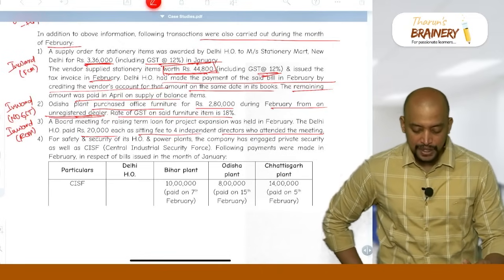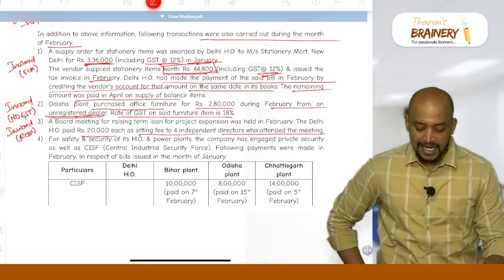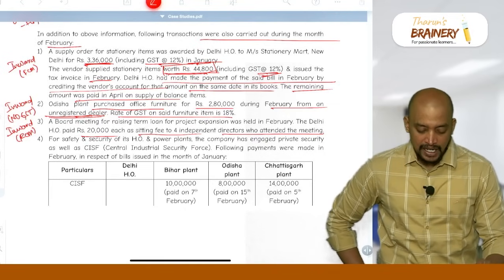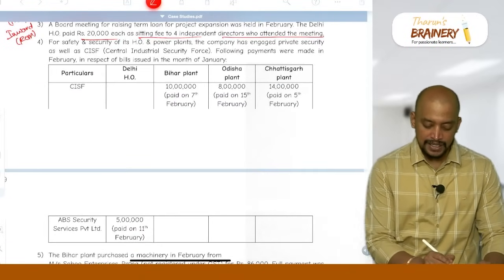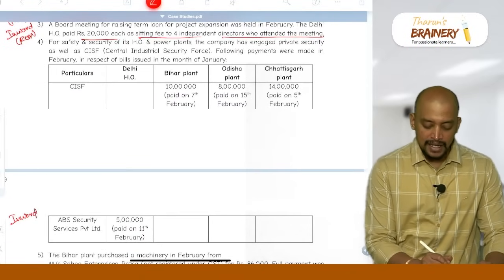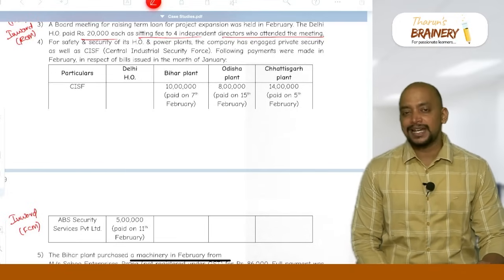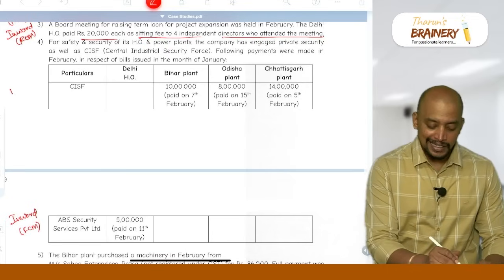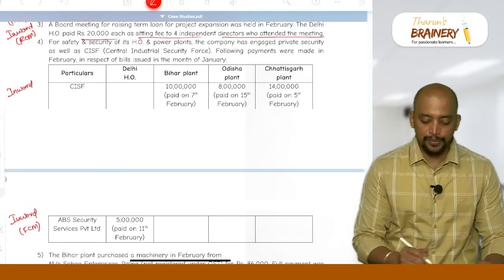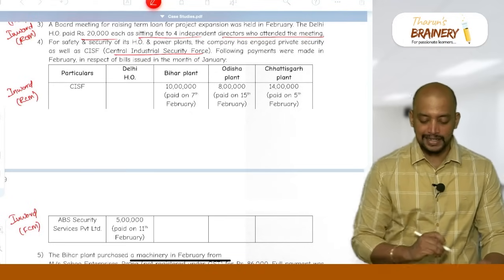Then for safety and security of his head office and power plants, a company has engaged private security as well as CISF. Following payments were made in February in respect of bills issued in the month of January. So CISF and another security, ABS security services. This ABS security service is inward, but it will not come under RCM. Why? When the supplier is a company, it will not come under RCM. But CISF will be coming under RCM, as the supplier is other than a body corporate, Central Industrial Security Force, and the recipient is registered, so it will come under RCM.